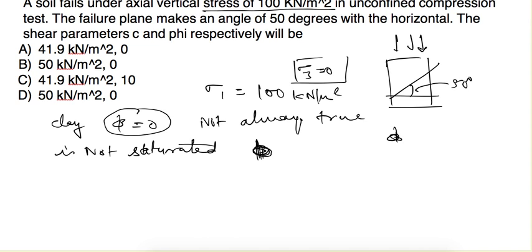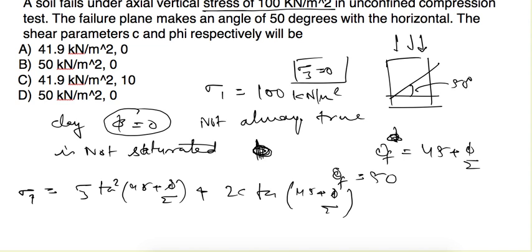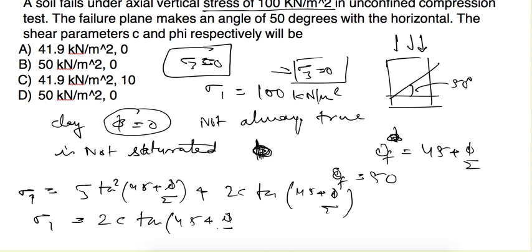So we know that the angle of the failure plane with the horizontal is 45 plus phi by 2, which is given as 50 degrees. Theta f is equal to 50 degrees. And our basic equation is sigma 1 is equal to sigma 3 tan square 45 plus phi by 2 plus 2c tan 45 plus phi by 2. Now you have been given that it is an unconfined compression strength test, so sigma 3 is equal to 0 for sure. I have written it here also. So sigma 1 is equal to 2c tan 45 plus phi by 2.